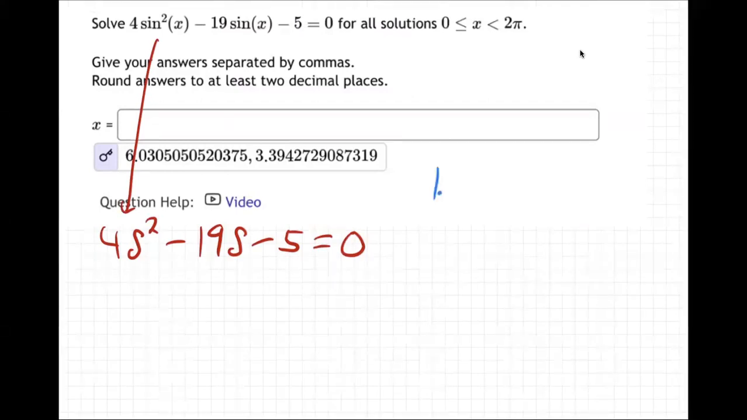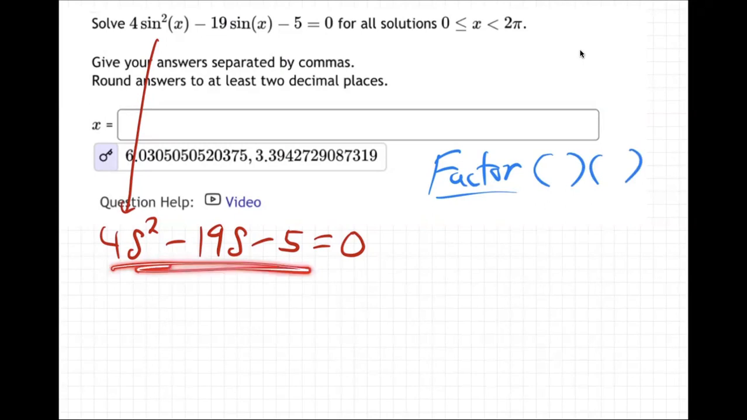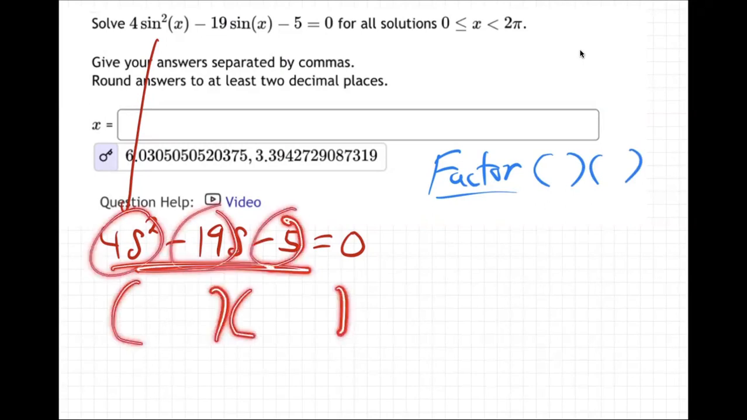So the first step is we have to factor. Let me just call it factoring in general. Factor means we have to do two parentheses. See how this is things subtracted? We have to make it two things multiplied, make them factors. Factors are things multiplied.